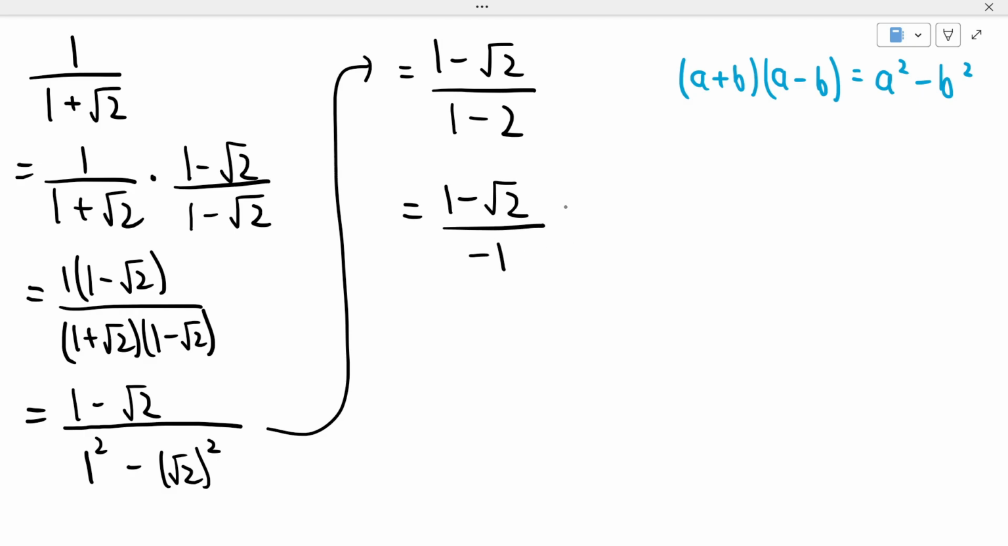So if we distribute the negative 1 over the numerator, this expression becomes negative 1 plus the square root of 2.